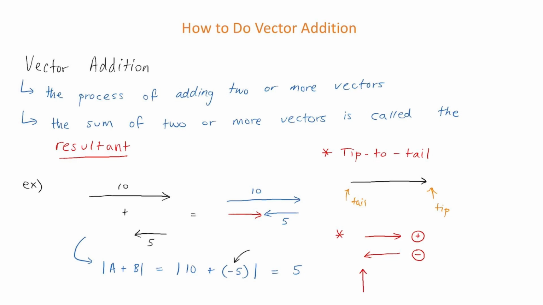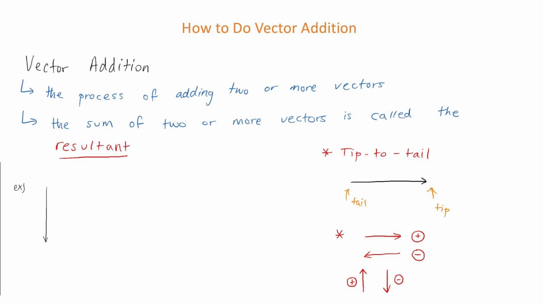Same goes for up and down. If the vector is pointed up, it would be represented by a positive number. If the vector is pointed down, it would be represented by a negative number. The negative sign tells us the vector is pointed down. Let's do one last example to practice this.